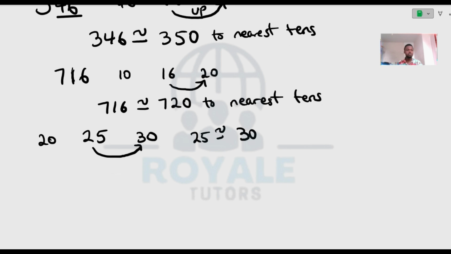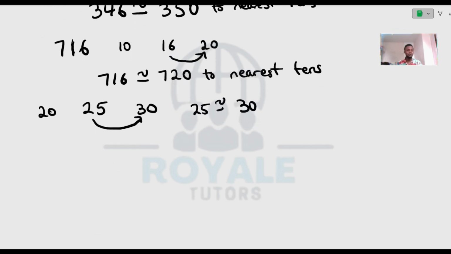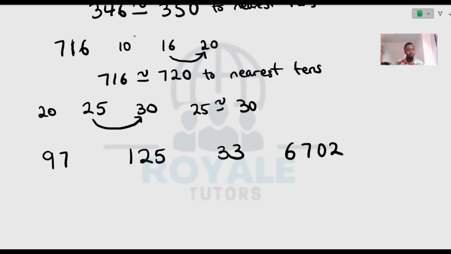Now let me give us some questions to work on and let's see how many of them you get correctly. Can you please round these following numbers to the nearest tens? We have 97, we have 125, we have 33, we have 6,702, we have 175. I will say that you should pause this video, try these questions, and see how many of them you can get correctly, because when you play the video again, I'm going to give you the answers. So let's just take a sec.